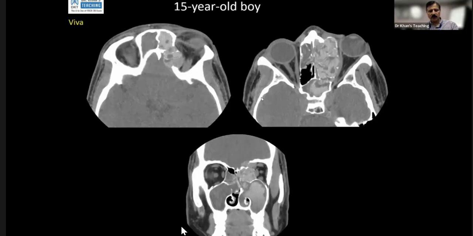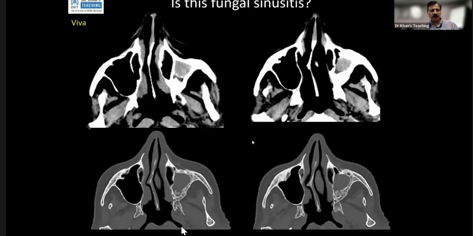But please remember that with high density material within the sinus, don't jump to the conclusion that this is fungal sinusitis. In chronic sinusitis, it can happen. There can be calcification like this. This is just a chronic sinusitis. Look at the wall, which is very thickened. Similarly, in cases of trauma, there can be blood in the sinuses, and don't call it fungal sinusitis.